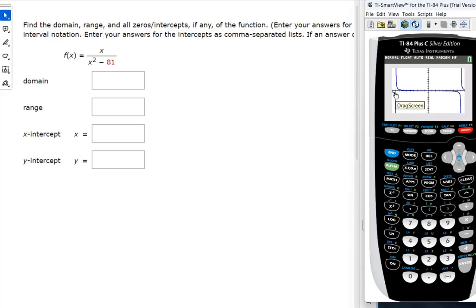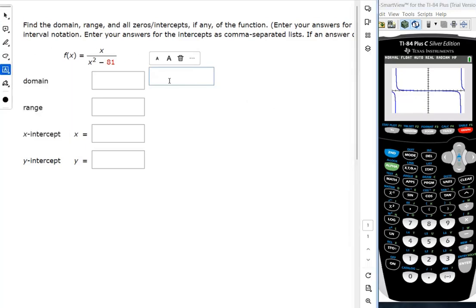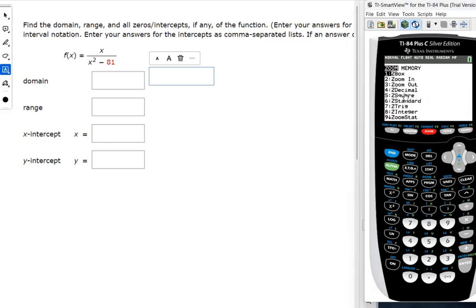But this one, it's far enough so we can see what's going on. There's vertical asymptotes at -9 and +9. So that means for our domain, we have to exclude those values. But every other value is possible. If I was to zoom out, well, that didn't really do it, I guess. But if I was to change the window, make it a little bigger, let's make this -15 and that's enough to see.